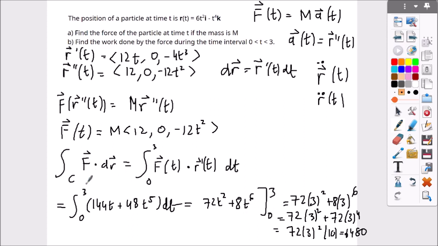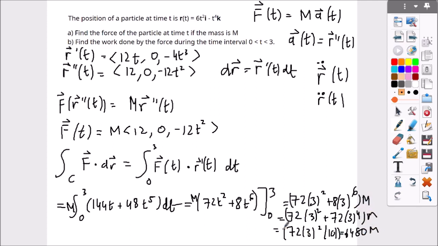It's not just 6,480, I'm sorry. It's m times 6,480. I missed the m, so I need to put the m in here. M is not a function of time. It's a mass, it doesn't change as a function of time. So it's m times this.